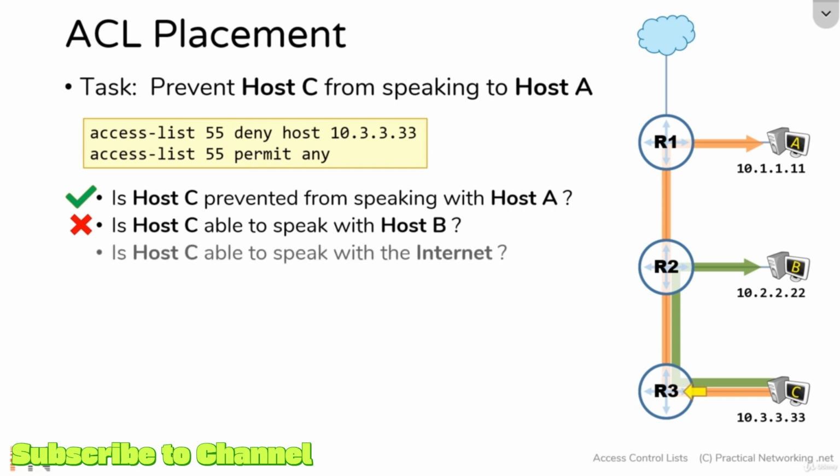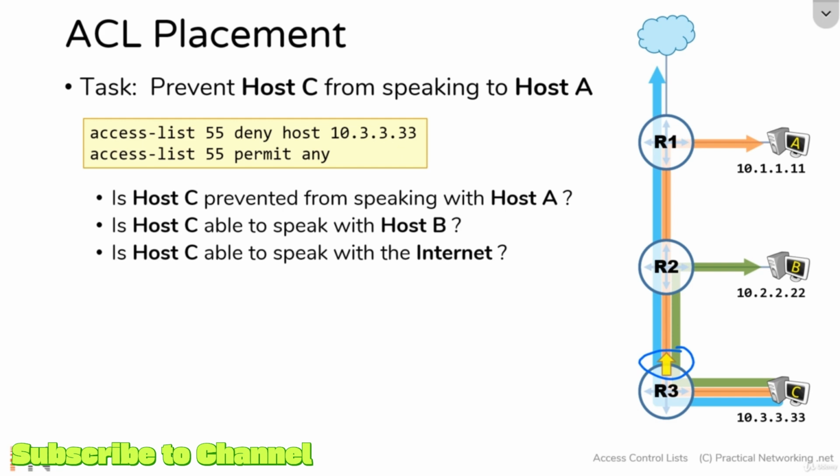It'll be the same case for the internet. If host C shoots a packet to the internet, that traffic is going to follow that path. And you'll notice it'll still cross our access list, which is configured to block any traffic with a source IP address of host C. Which means if the ACL is applied here, host C is also prevented from speaking to the internet. So it's great that we were able to accomplish that goal, but here you'll notice we have blocked more traffic than we meant to, which means this is not the best place for our access list. So let's move the access list to the next router interface in the path.